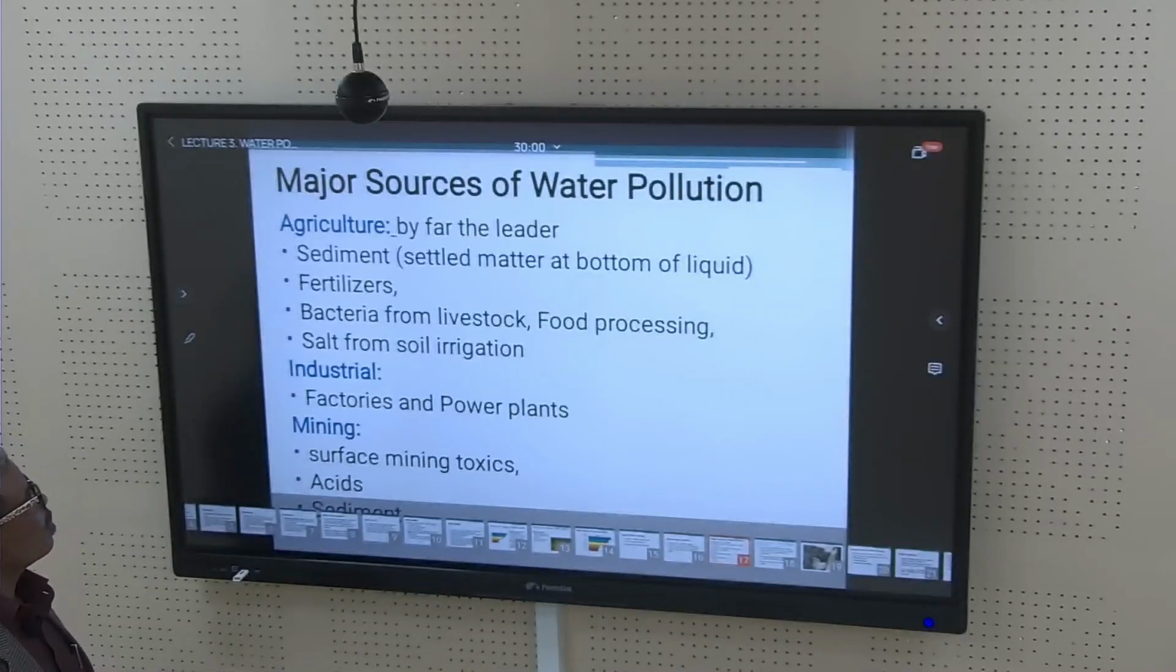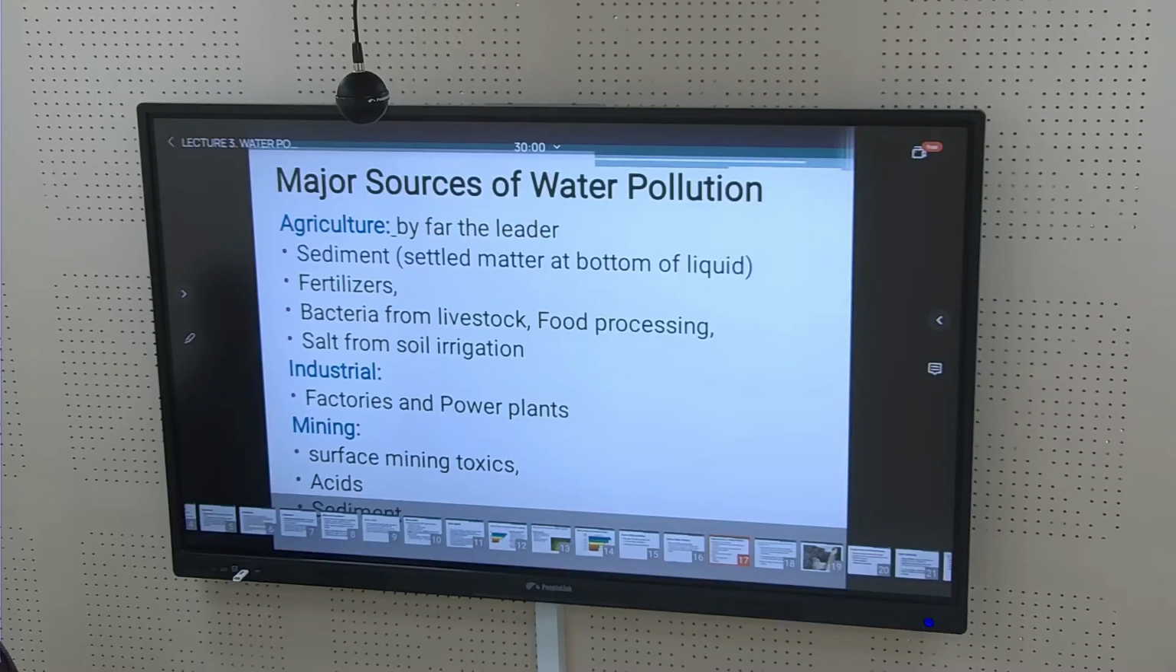So the major sources of water pollution are agricultural activities, where sediments, which are settled matter at the bottom of a liquid, fertilizers from these agricultural activities, bacteria from livestock keeping, and food processing can lead to bacteria, and salt from soil irrigation.